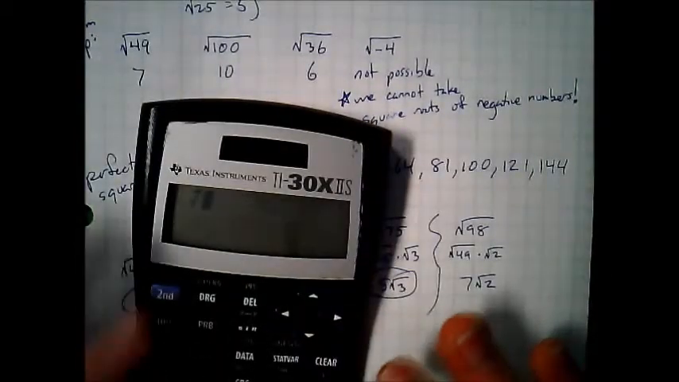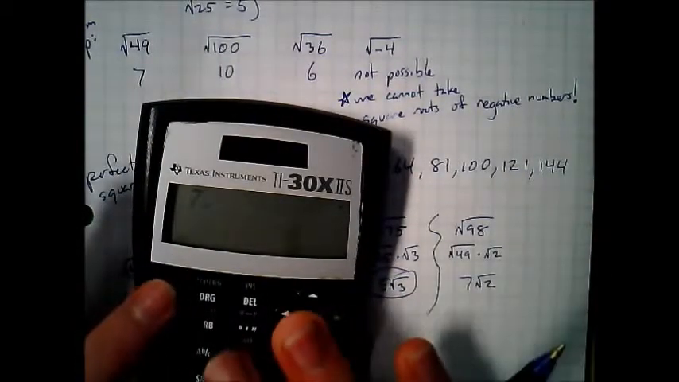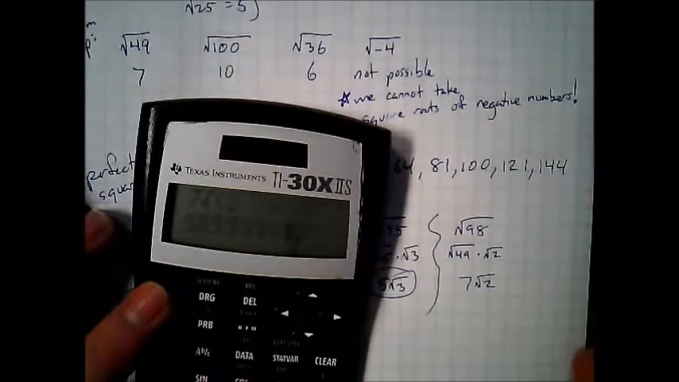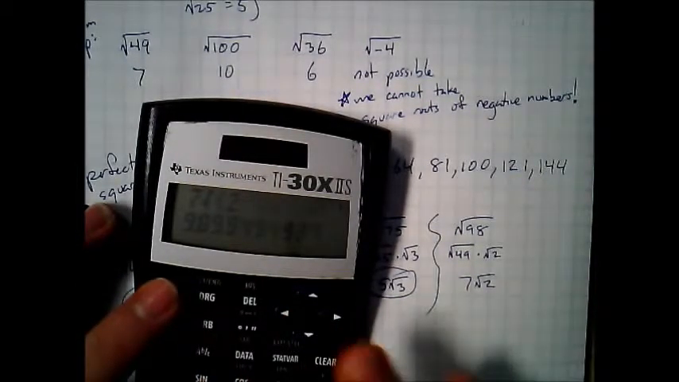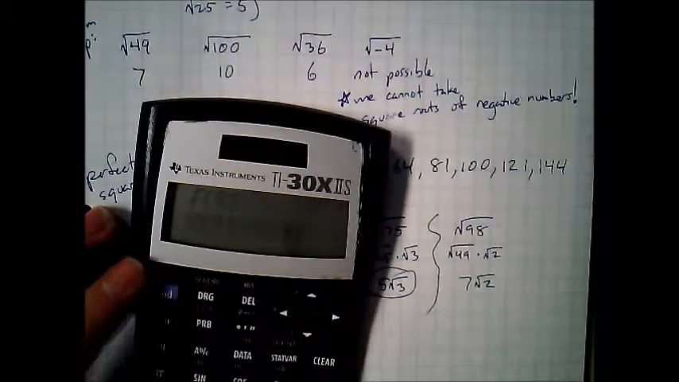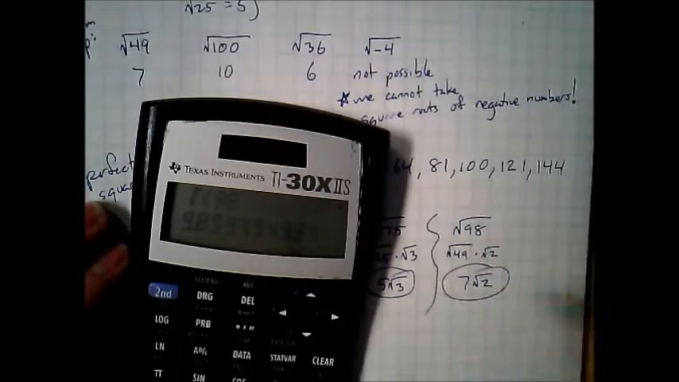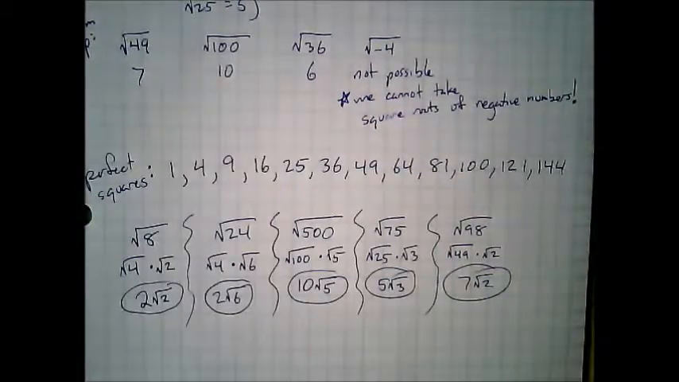So now we just type it in our calculator to check our work. 7 times the square root of 2, about 9.9. Square root of 98, about 9.9. That's the same, so that's our answer.